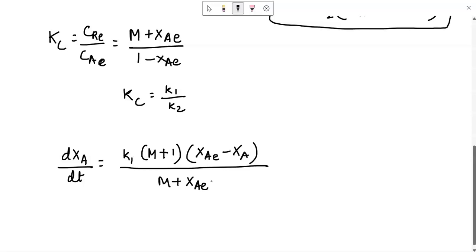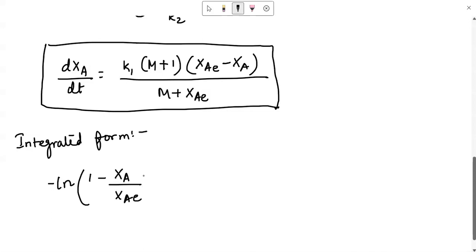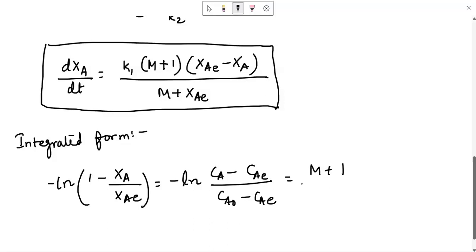Now if you find the integrated form of this equation, this again is a rate equation, but if you find the integrated form of it, then you will get something like, let me directly write the integrated form for you: minus ln 1 minus xa by xae equals minus ln of ca minus cae by ca0 minus cae equals m plus 1 by m plus xae multiplied by k1t, okay.